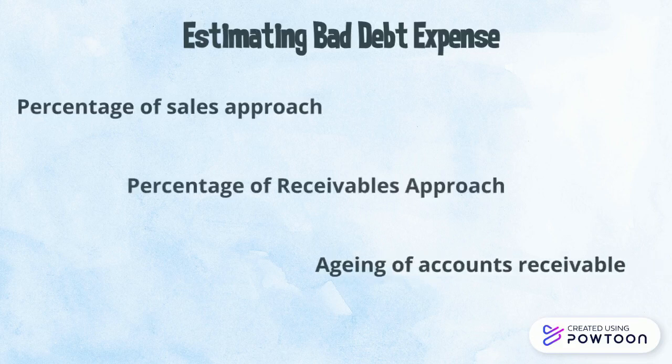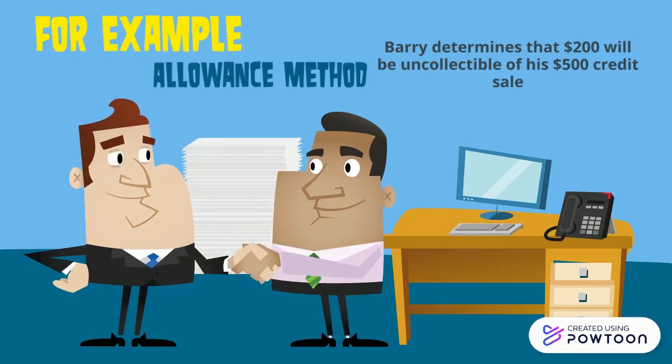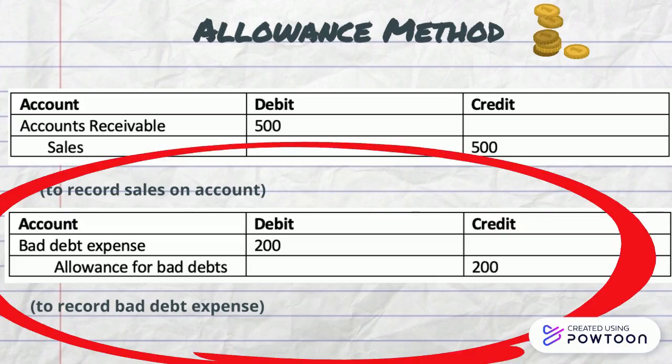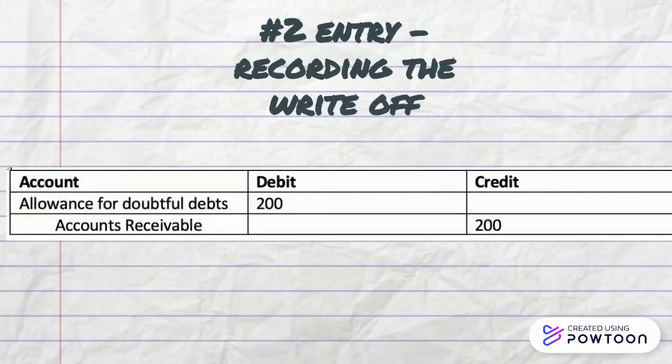For example, Barry determines that $200 of the $500 credit sale is uncollectible. The first entry debits bad debt expense and credits the allowance for bad debt account. Barry then writes off the balance by debiting the allowance account and crediting the accounts receivable account.